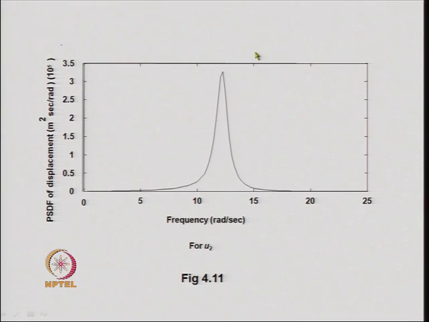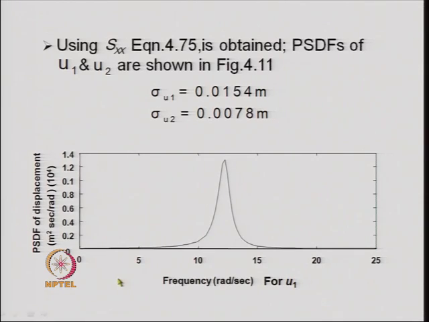The area under the curve of the power spectral density functions of U1 and U2 provides the variance, and the square root of variance gives the standard deviation of the displacement. In case of a zero mean process, the standard deviation is equal to the root mean square value. So the root mean square value of U1 is 0.0154, and the root mean square value of the displacement U2 is 0.0078.